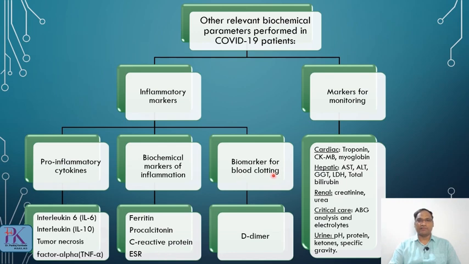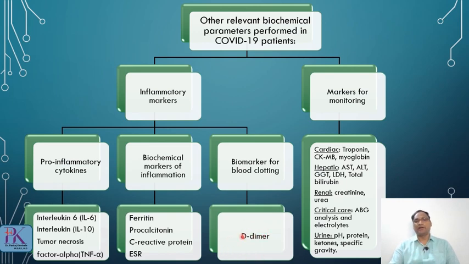And then the biomarker for blood clotting is D-dimer. What is D-dimer? It is a degradation product of fibrin. It indicates a hypercoagulable state. In the COVID-19 patient, there was a chance of myocardial infarction, or a hypercoagulable state all over, and due to thromboembolism, the patient can have myocardial infarction or a stroke. So this was a very important biochemical marker during COVID-19 infection.